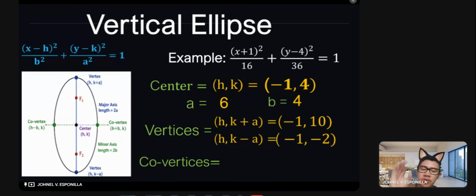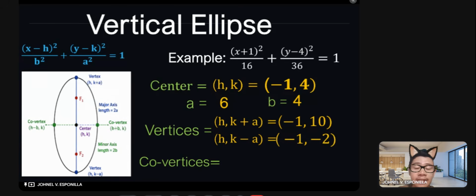Okay? So, kung i-drawing natin to, ang vertex ng vertical ellipse ay nasa taas, nasa -1, 10, at isa nasa baba, which is -1, -2. So, isa nasa second quadrant, yung taas, yung baba naman, nasa third quadrant. Okay? So, makikita natin na yung vertical ellipse na to, nasa left part ng y-axis.